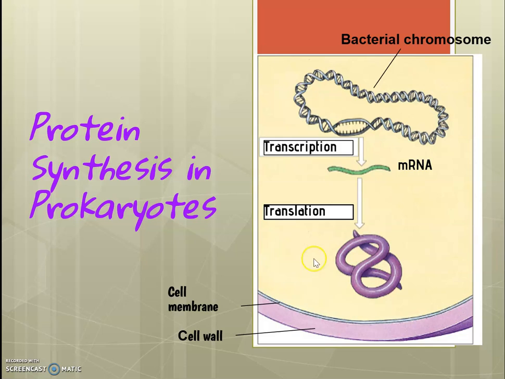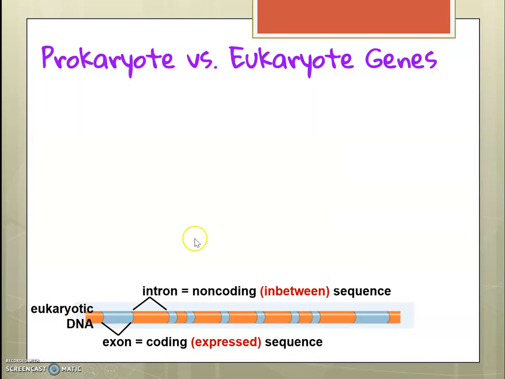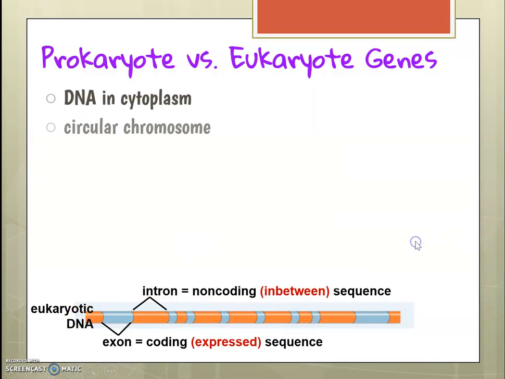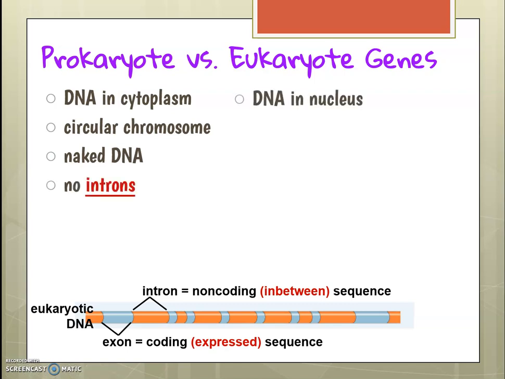So now we're going to do protein synthesis in prokaryotes, since obviously their process is a little bit simpler because they do not have membrane-bound organelles or a nucleus. So for prokaryote versus eukaryote genes, prokaryotic cells have their DNA just floating in the cytoplasm. It's a circular chromosome and a very naked DNA, okay? It does not have introns.